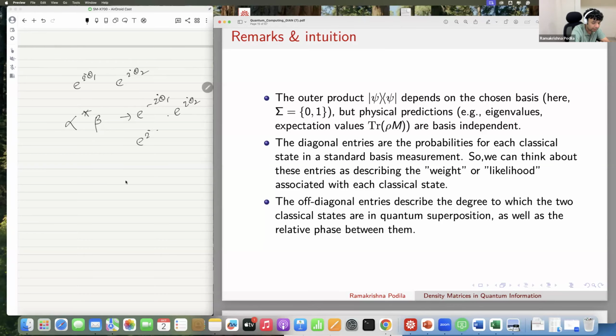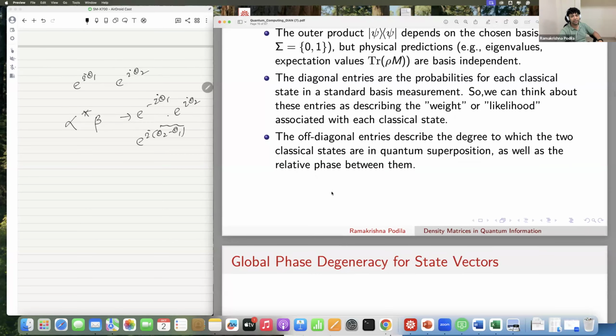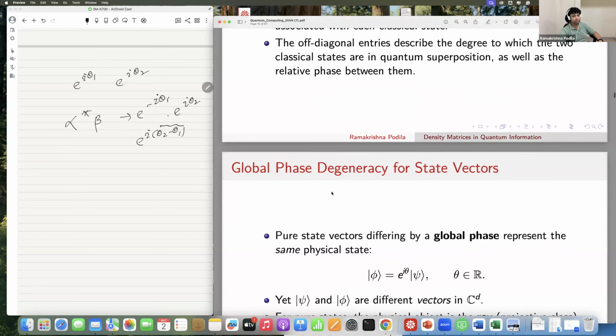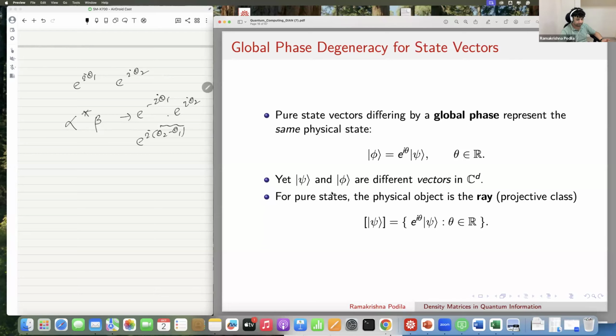Or e to the power i(theta 2 minus theta 1). So it gives me the relative phase. The global phase itself, if the wave function has a global phase, wouldn't appear because it would just cancel out in the complex conjugates, right? So the diagonal entries give you the probabilities, whereas the off-diagonal entries give you the degree to which the classical states are in superposition, and it gives you the relative phase. So that's what we are saying here, same thing.